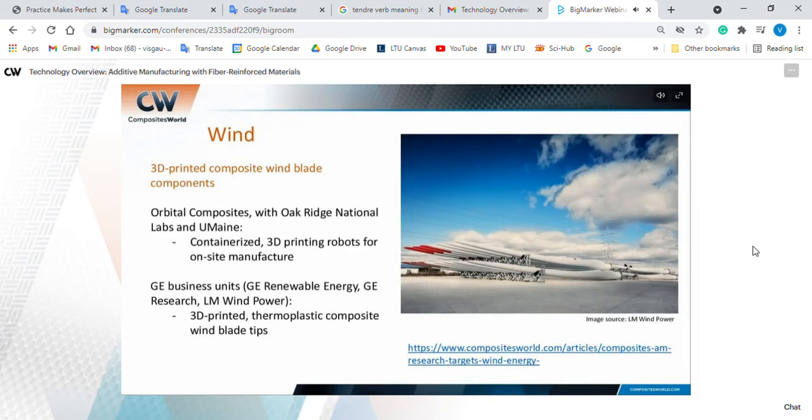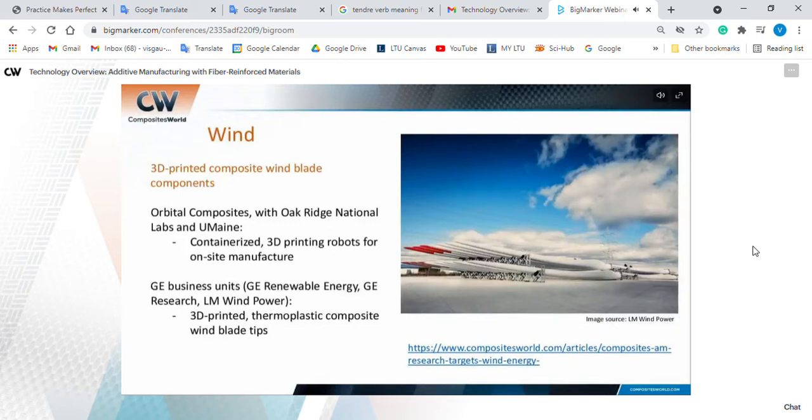For example, Oak Ridge National Labs and the University of Maine are both working with Orbital Composites, who Jeff mentioned a little bit ago, on a DOE-sponsored project using Orbital's containerized 3D printing robots that they've developed for on-site printing of wind blade components, which would eliminate transporting of these large components, increasing production speeds for them as well.